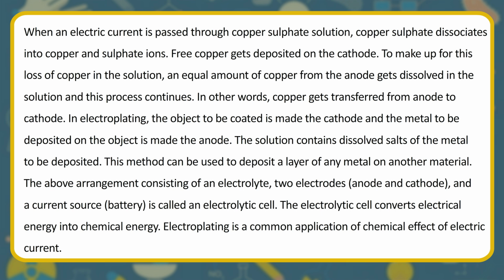In electroplating, the object to be coated is made the cathode and the metal to be deposited on the object is made the anode. The solution contains dissolved salts of the metal to be deposited. This method can be used to deposit a layer of any metal on another material. The above arrangement consisting of an electrolyte, 2 electrodes, anode and cathode, and a current source, battery, is called an electrolytic cell. The electrolytic cell converts electrical energy into chemical energy. Electroplating is a common application of chemical effect of electric current.